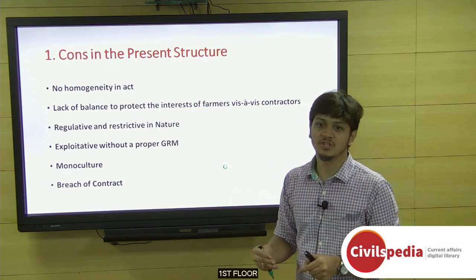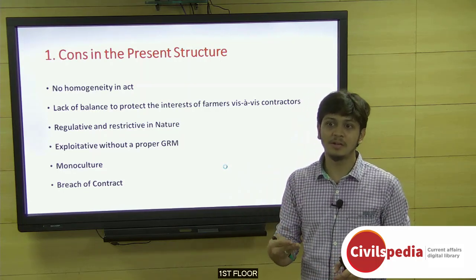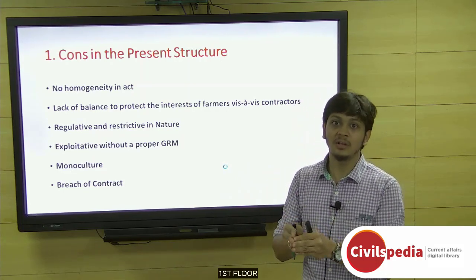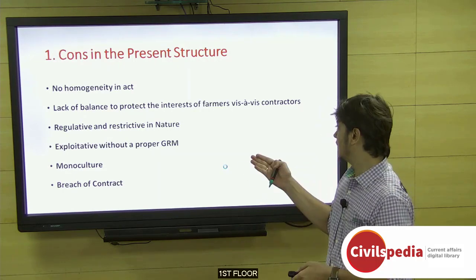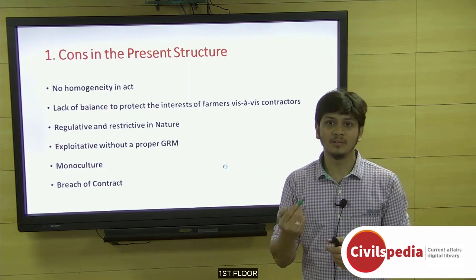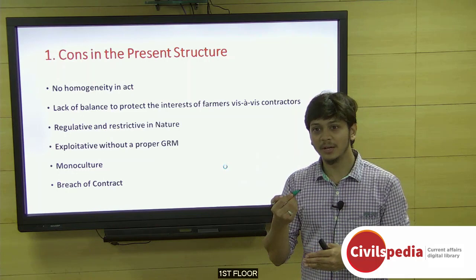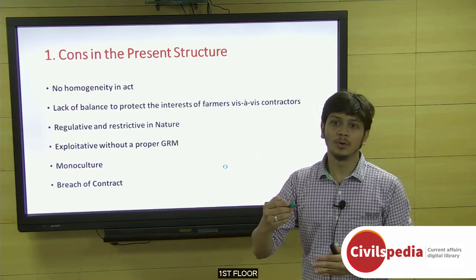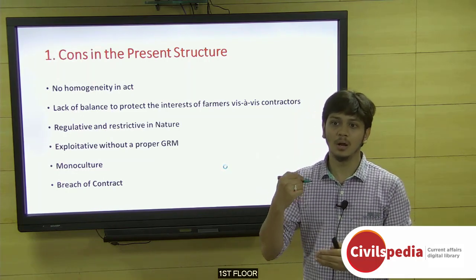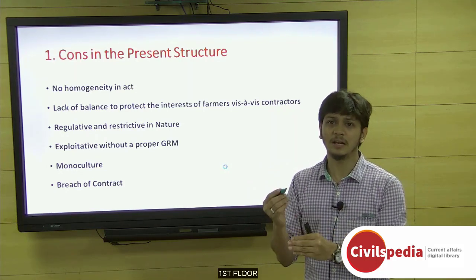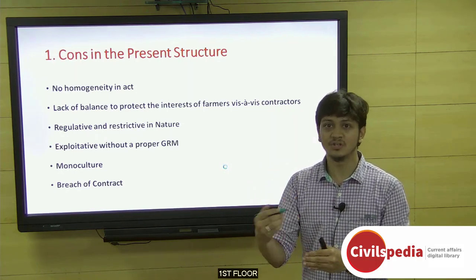Regulative and restrictive in nature. These farming acts are more of regulative. They have to say how you have to do it, when you have to do it. They are not facilitative in nature, and then they are exploitative without a proper grievance redressal mechanism. Since farmers are very poor, they are unable to know when there is a breach of contract. They are unable to start a case in the court, they are unable to get justice, etc.